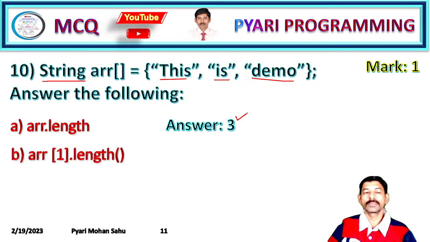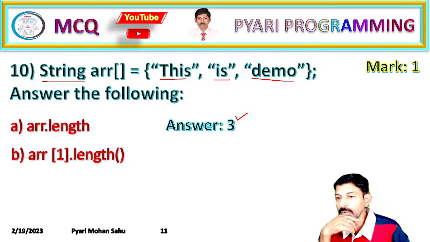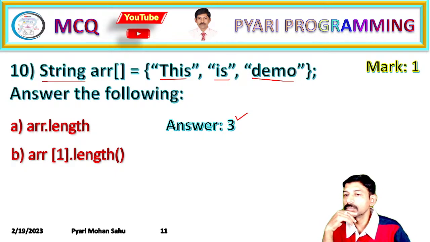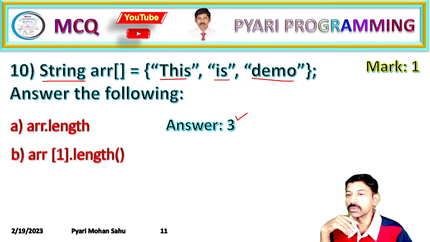Next, ARR of 1.length. Is it possible to give the length function over here? If yes, why? If no, why? Okay, got it. Because ARR is there, array related, because square bracket is there.